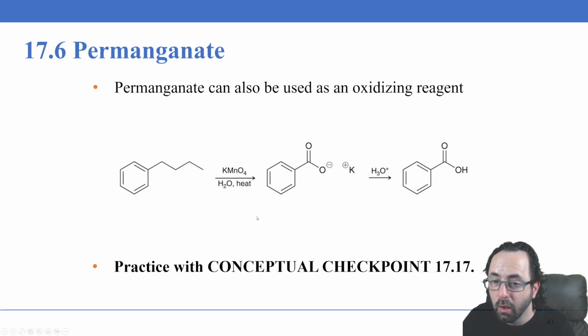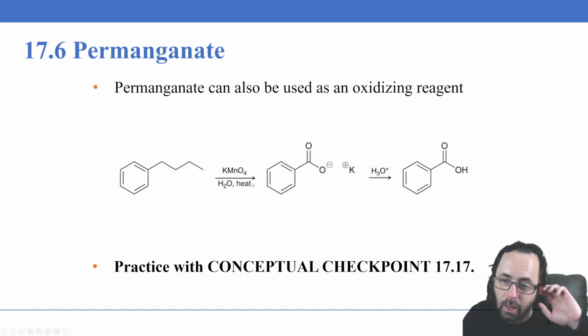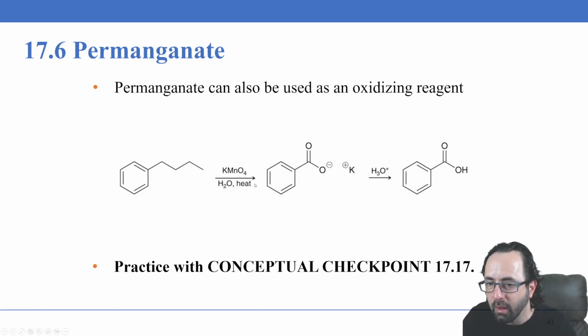We can also use potassium permanganate. That's the other oxidizing agent we learned about in the alcohol chapter. That will do a similar thing, except the carboxylic acid here will ultimately be deprotonated in water because it's more acidic than water.